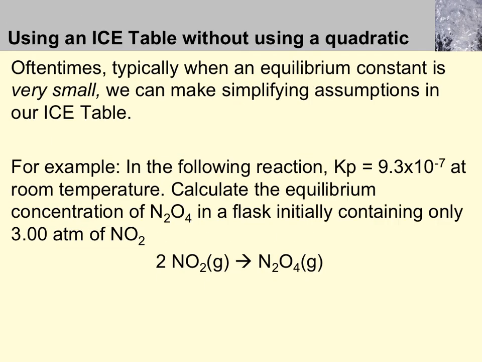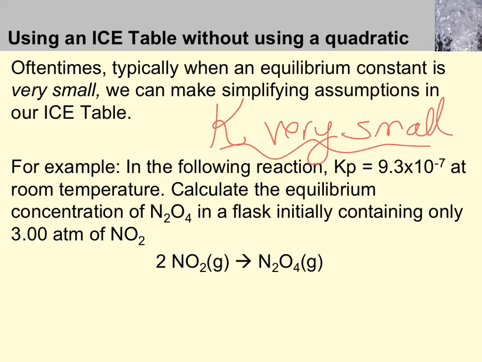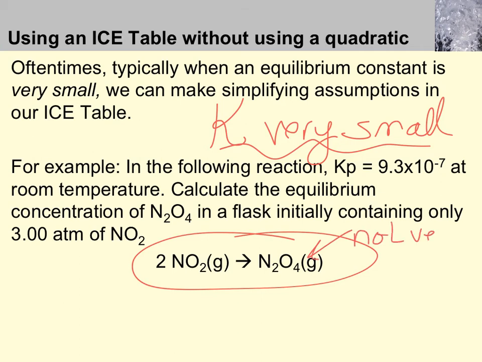All right, now, what is far more common than using the quadratic, and the only type of problem you will see on my exam, is using an ice table that allows you to make some simplifying assumptions about x, so that because of those assumptions you will not have to use the quadratic equation. And basically that happens when the equilibrium constant is very, very small. What that means, if K is very small, that means that reaction's not occurring very much. So let's look at this reaction. If K is small, that means there's not very much of the product, right?